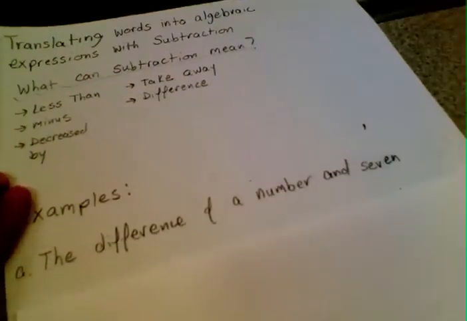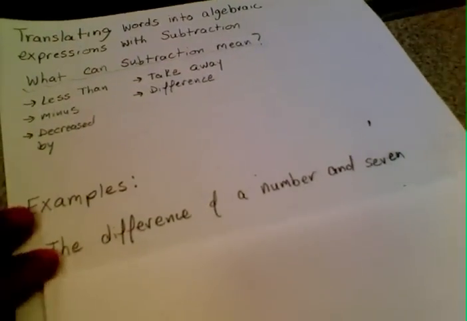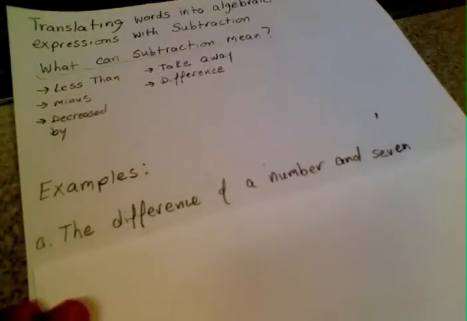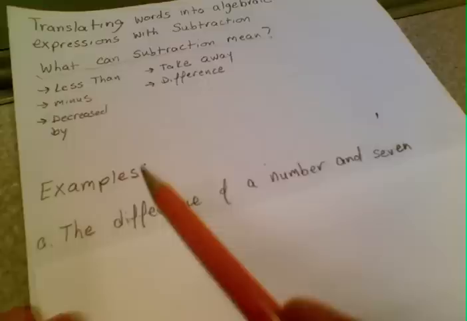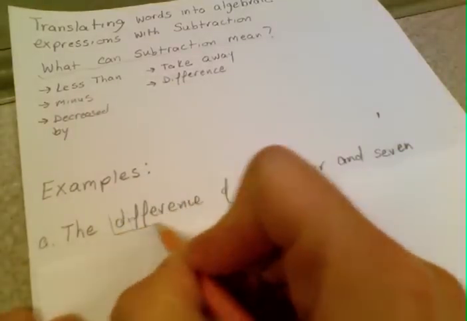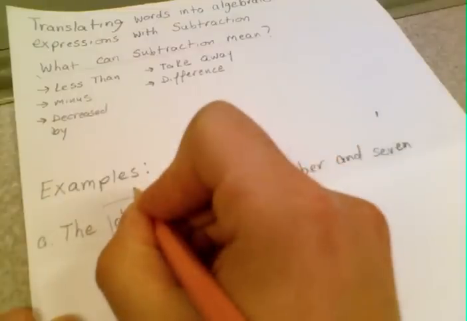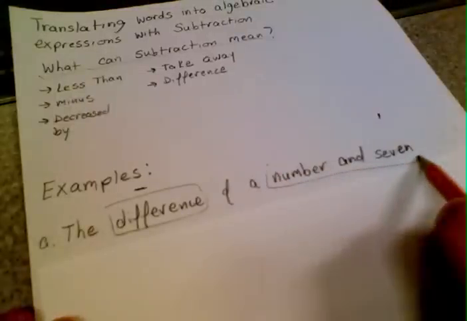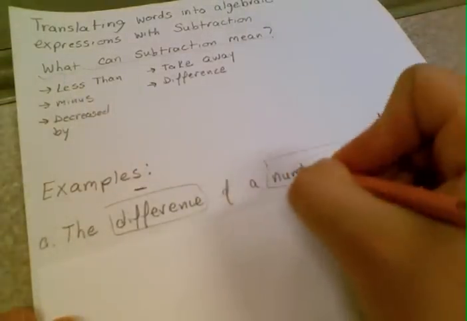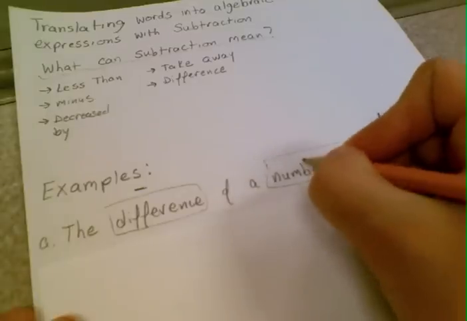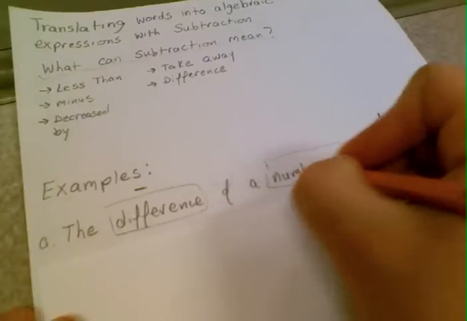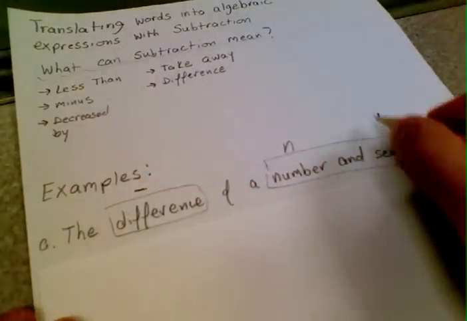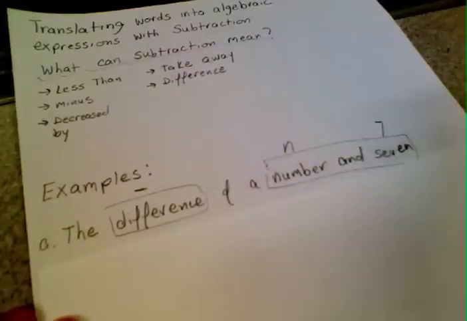Here are some examples. A: the difference of a number and 7. Just like addition, what does the word difference mean? I'm going to put a box around that, and it means to subtract. I'll put a little minus sign right above there. Of a number and 7. I might want to define my letter for number. What letter am I going to use? I'm going to say n. This "and" is going to separate the 7.